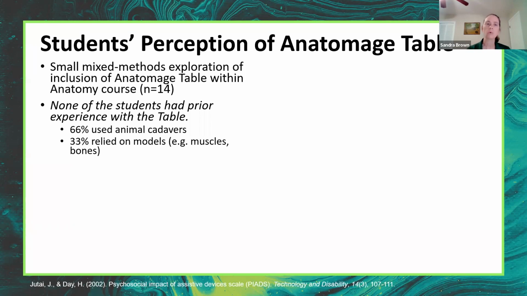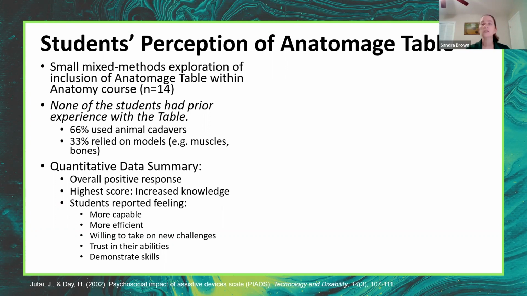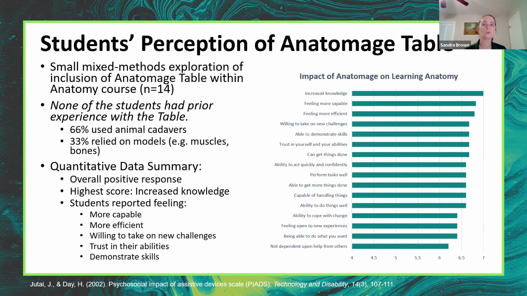So really what I was looking at was how did the Anatomage table help with their learning. So I did a quantitative and a qualitative examination, and overall they had positive responses. And I'll put the graph up on the screen to show you that the number one impact that Anatomage had on their learning of anatomy was that it increased their knowledge. But what I really thought was important were the other top responses too, that they felt more capable, they felt more efficient, they were willing to take on the new challenge of learning the table. More importantly for me as an OT, they were able to demonstrate the skills from the Anatomage table and trust in their abilities. So overall, I had some really positive feedback from my students from using the Anatomage table.